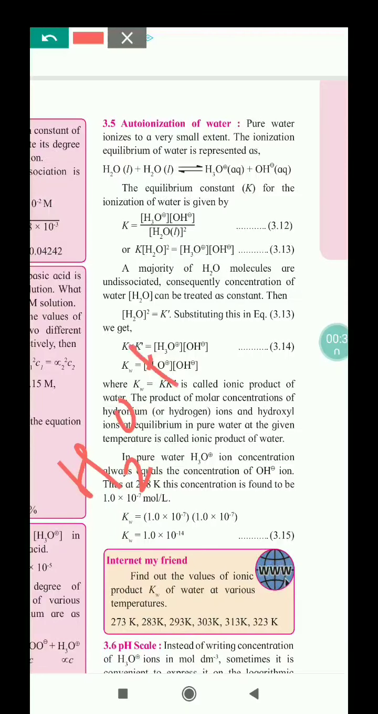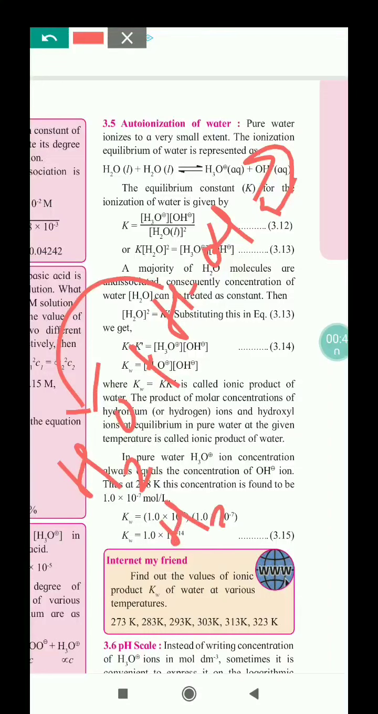plus the second one, that is HOH. Now here, in autoionization, this H combines with H2O to form hydronium ion plus OH negative. This is the autoionization of water.